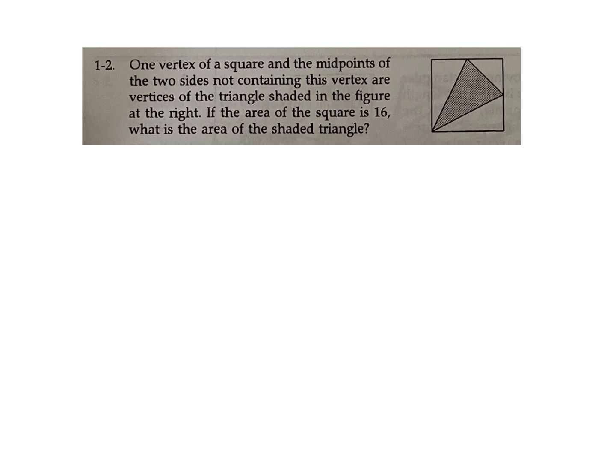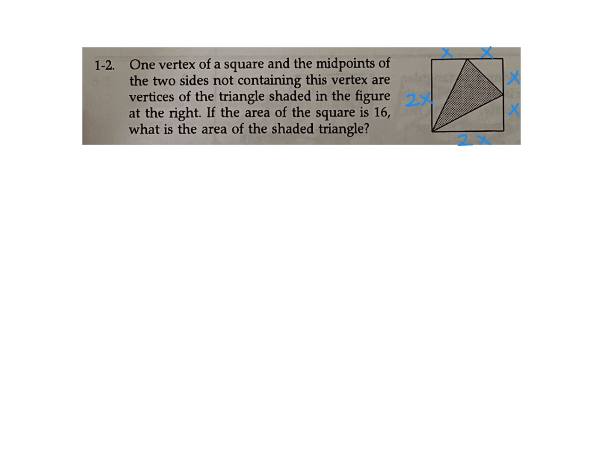One vertex of a square and the midpoints of the two sides not containing this vertex are vertices of the triangle shaded in the figure at the right. If the area of the square is 16, what is the area of the shaded triangle? So let's label this x, x, x, x, 2x, 2x. Hopefully you can see that.